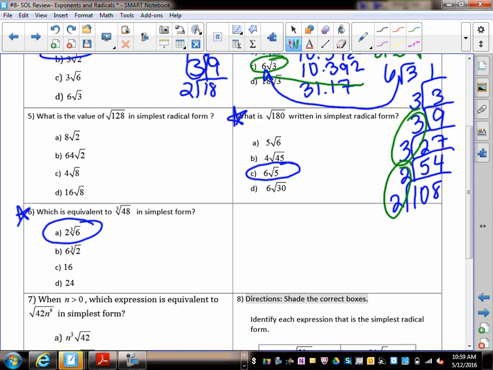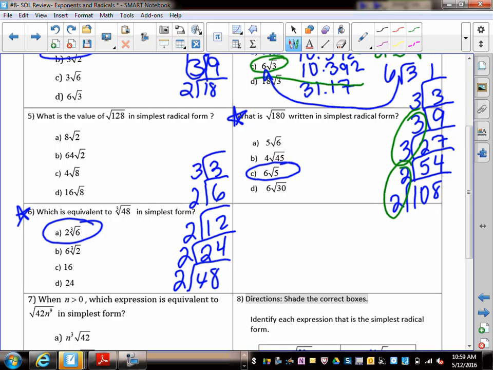Alright, so I want to take a look at how to actually do this one by hand. So 48. What can we break 48 down with? 2, which gives me 24. And we break that down with 2, which gives me 12. Break that down with 2, which gives me 6. Break that down with 2, which gives me 3. And break that down with 3, which gives me 1. Okay, we have to have groups of what here? 3. So what is a group of 3 that can have?